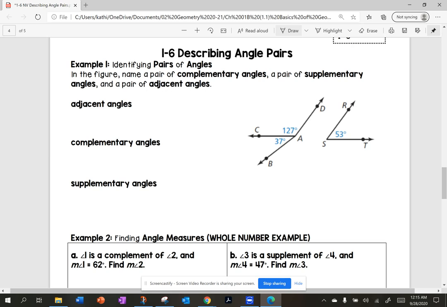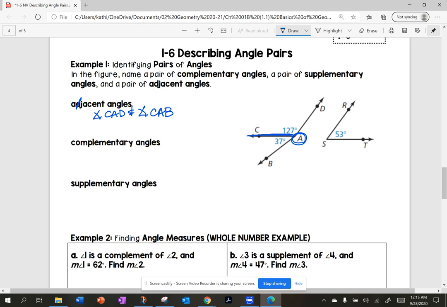Okay, so in example number 1, I want to name adjacent angles, complementary angles, and supplementary angles. Okay, so let's start out with adjacent angles. So adjacent, the D is silent. These are angles that share a side. So I see I'm sharing a side here. So I want to name my angle by the vertex. So the vertex is the middle letter. So this can be angle CAD and angle CAB.